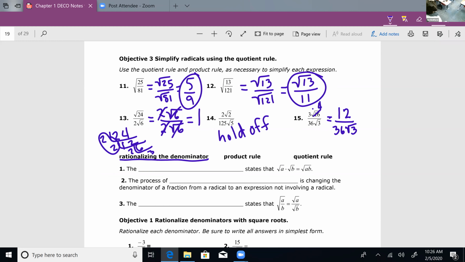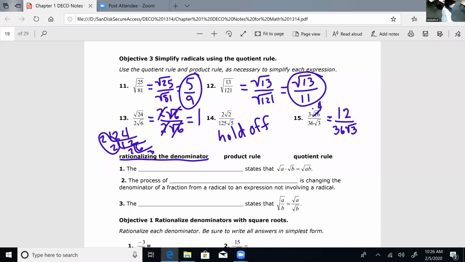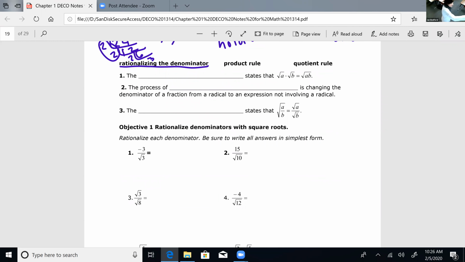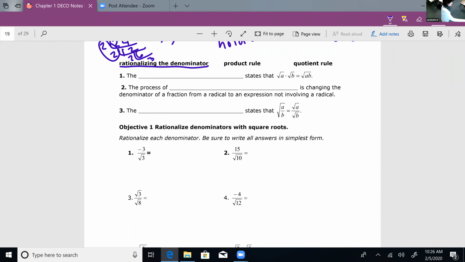So it's time to start talking about rationalizing the denominator, because we really don't want to leave it in this form. We're going to see how to get rid of a square root that's in the denominator in just a second. So see if you can figure out what goes in the blanks on these. What rule do you think states that if I'm multiplying 2 square roots together, I could write them under one radical? That's the product rule. We've been using it. And then this is what we're going to learn about. The process of rationalizing the denominator.